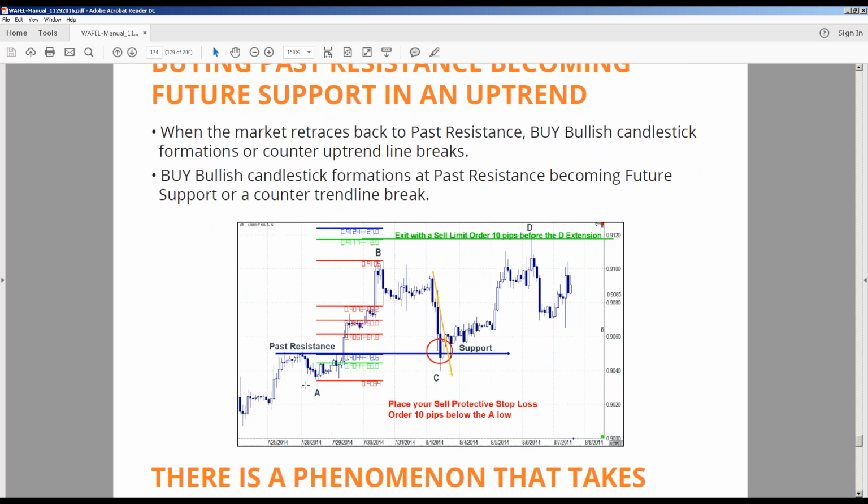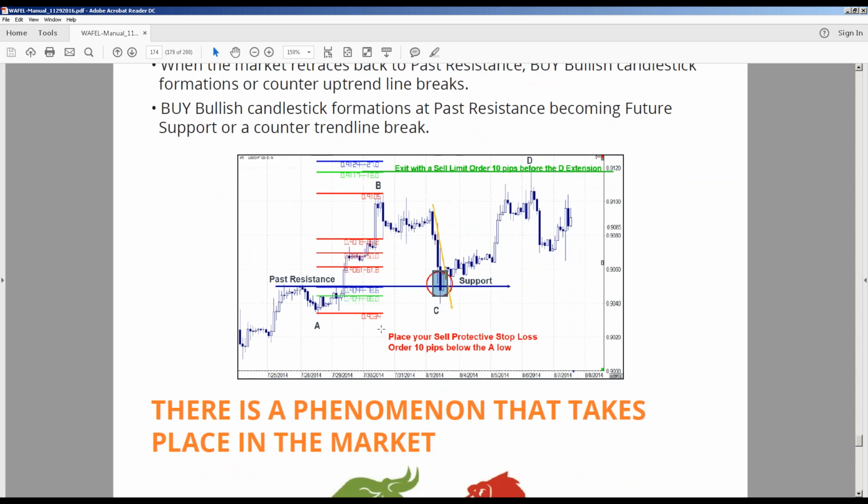So here we have an example of an up AB boundary, and then the market retraced back inside the AB boundary to give us a C at past resistance, becoming future support. We have a bullish candlestick formation over here in the form of a bullish piercing line candlestick formation. The market also broke a counter trend line. So as soon as the market breaks the counter trend line, you can enter with a buy and then target the D extension, but exit 10 pips before the market hits the D and place your stop 10 pips below the A low. Right.